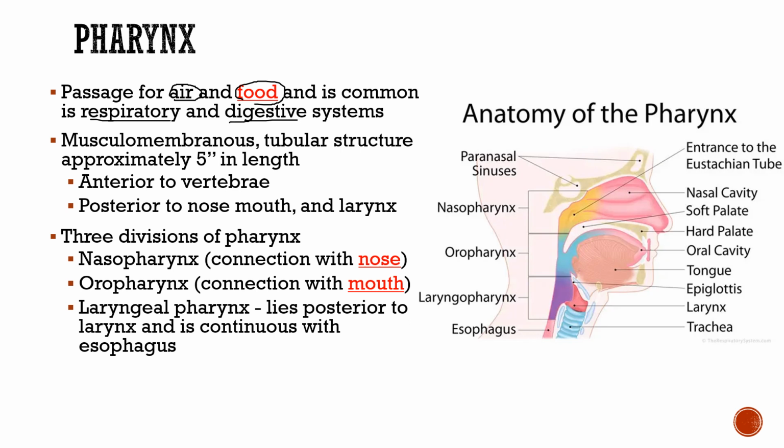It's a musculomembranous tubular structure, approximately 5 inches in length. It's anterior to the vertebra and posterior to the nose, the mouth, and the larynx. And the divisions are named after their locations. So there's the nasopharynx, which is going to be posterior and connected to the nose, the oropharynx, which is going to be connected with the mouth, and the laryngopharynx, which lies posterior to the larynx and is continuous with the esophagus.